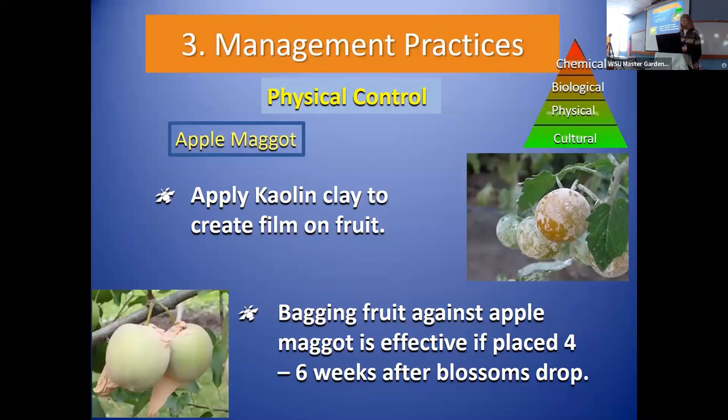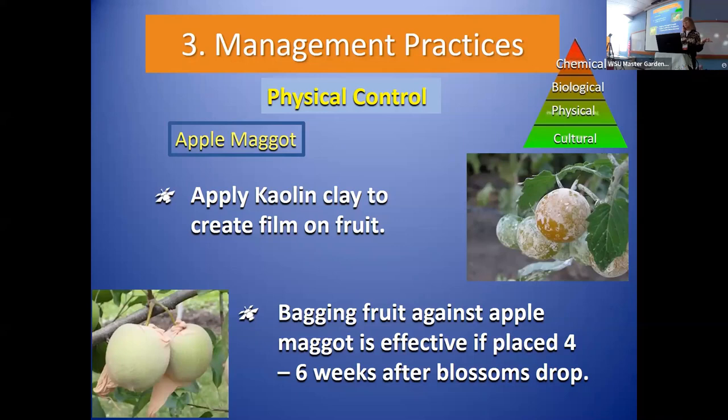There's a couple things you can do for apple maggot. You could apply the kaolin clay. That's something that you spray on, and it creates a film or barrier to the apple maggot. The kaolin clay is this really fine porcelain, and it comes out of Georgia.